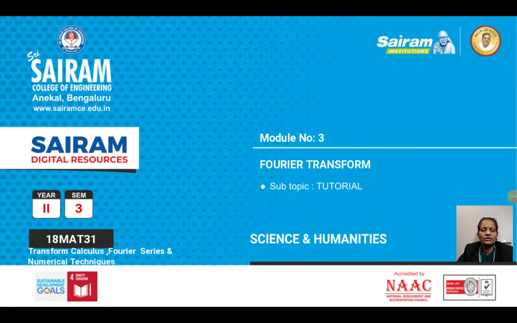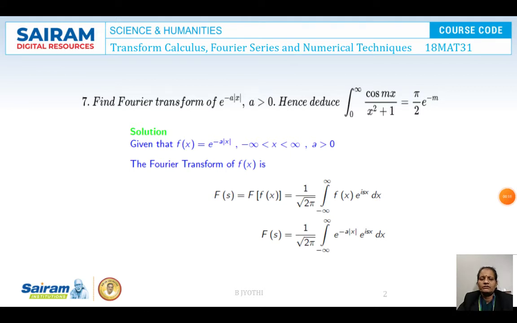In this video, I am going to explain the tutorial that is more on the Fourier transforms. Find the Fourier transform of e to the power of minus a mod x, where a is greater than 0, and hence deduce integral from 0 to infinity cos mx divided by x square plus 1 is equal to pi by 2 into e power minus m.